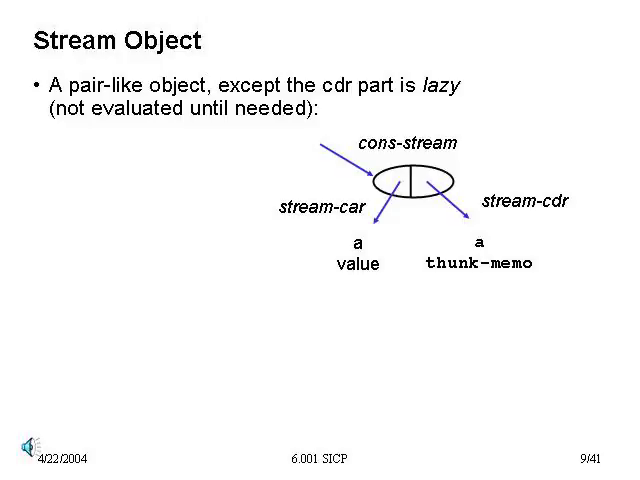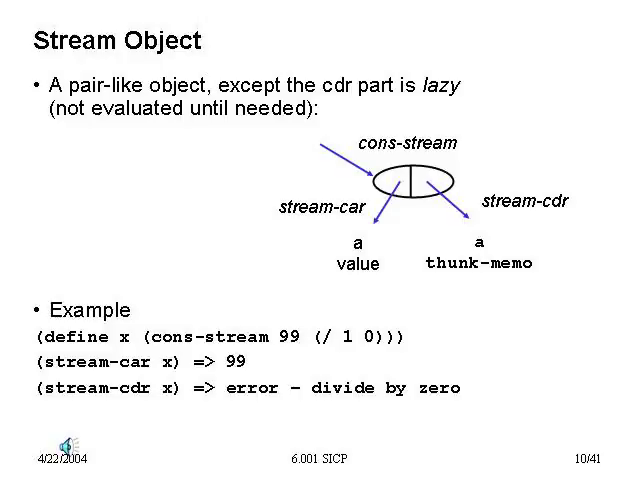A stream object, thus, looks a lot like a pair, except that the cdr part is lazy. It's not evaluated until actually needed, and when it is, we'll keep track of that value so we don't have to redo the work. Think about what happens now. For example, if I ask x to have the value of a cons-stream of 99 and divide by 0, what will happen? Well, if I did this just using a normal cons, not cons-stream, I know what will happen. I'll get an error because cons would say evaluate its two arguments, getting the value 99 easily, but then trying to divide by 0 and ending up with an error.